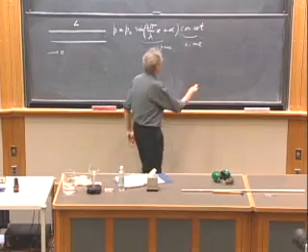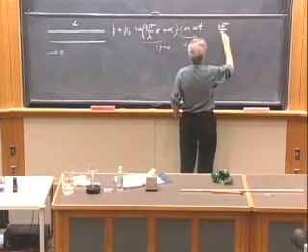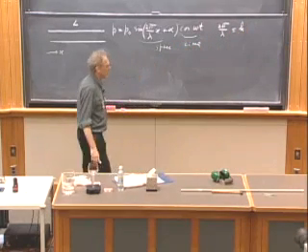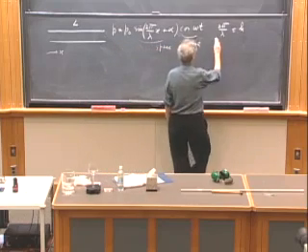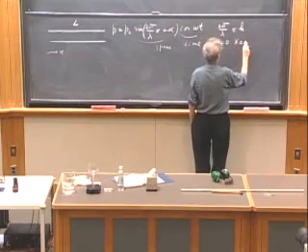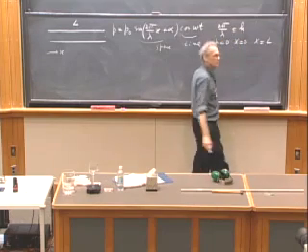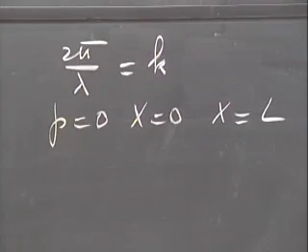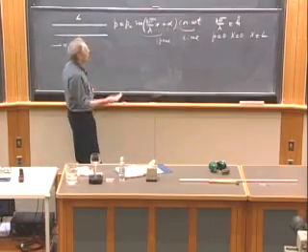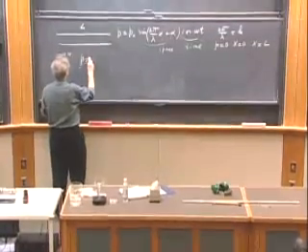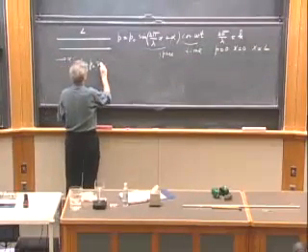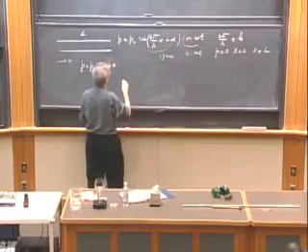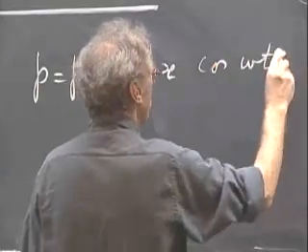I prefer always to write down for 2 pi over lambda k, and I must observe the situation that P must be 0 at x equals 0 and also at x equals L. If P is 0 at x equals 0, immediately you see that alpha is 0. So I'm going to rewrite it now. I'm going to write down P is P0 times the sine of kx. So I'm going to replace this by k. I know that alpha is 0 times the cosine of omega t.